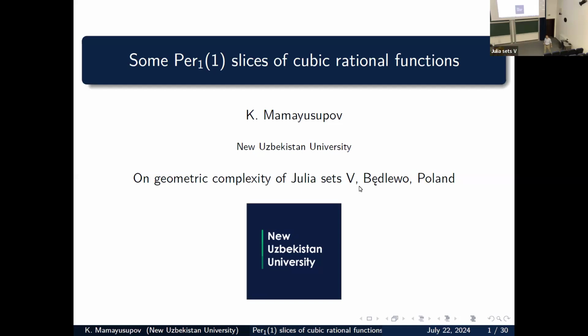I will talk about some slices of cubic rational functions. It has a fixed point, so the notation is usually Per_n(lambda). You have an n-periodic point, and lambda is the multiplier. Here in our case, we have n = 1, so it has a fixed point, and lambda = 1 means it's parabolic. You can also generalize it for other families, like Per_1(lambda), and many proofs go through.